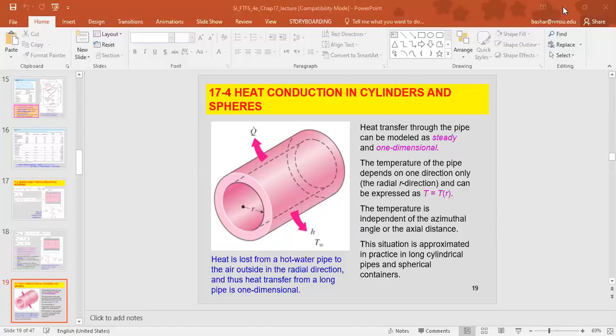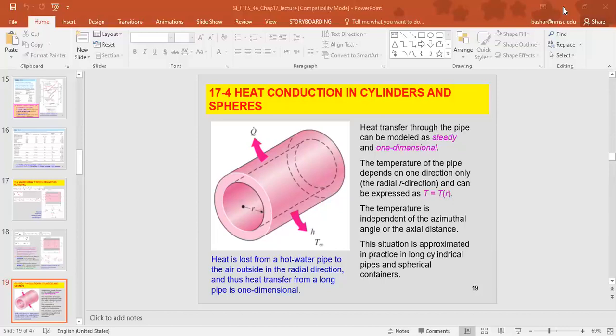We will cover just the lumped capacitance method. The lumped capacitance method assumes that the temperature is just a function of time, and so it's uniform. Uniform means it does not change or vary with the spatial dimension. Now, what are the real life applications of this?